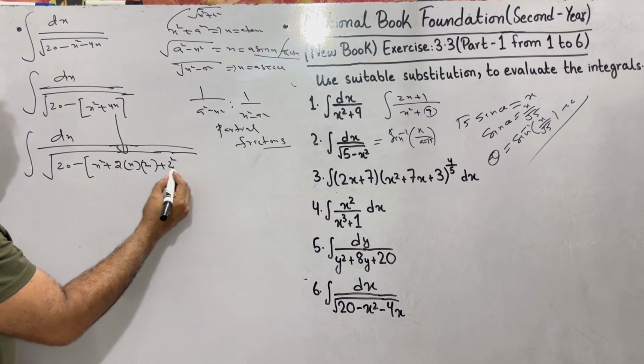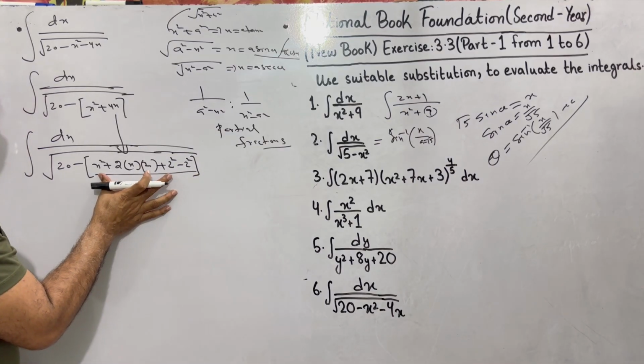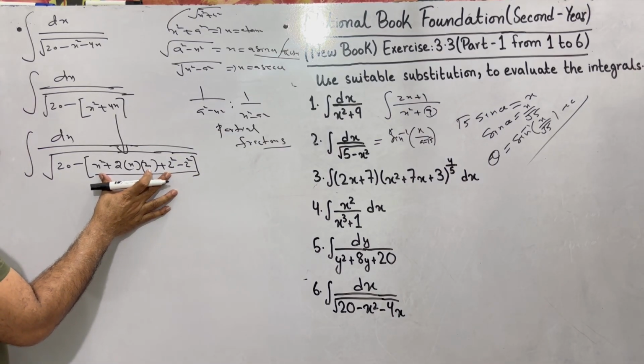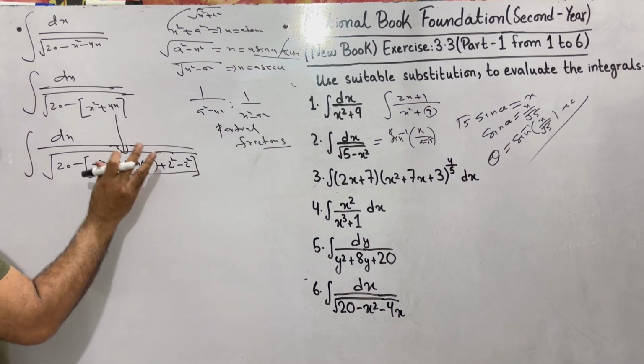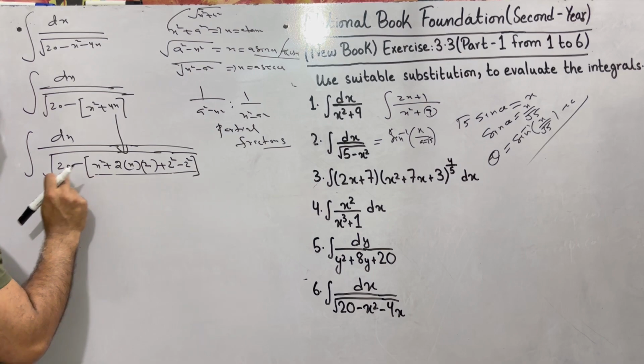We have to add as well as subtract this term in order to make it a perfect square. That's our perfect square quantity, x plus 2 whole square. How to shrink this? Take the first one and third one without square, and take the sign of the middle one.